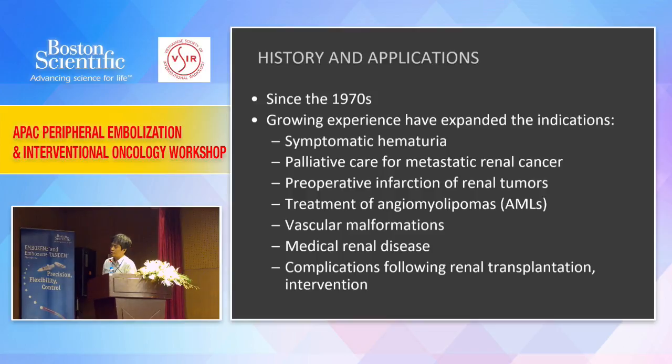And for other indications like vascular malformation, there's also an indication for the endovascular treatment. And in some end stage renal disease, there's also the indication of renal embolization. Instead of performing surgery, they perform the embolization to exclude the kidney from the body. And in some complications after renal transplantation or intervention, the occlusion of the renal artery is a good choice to protect the kidney.